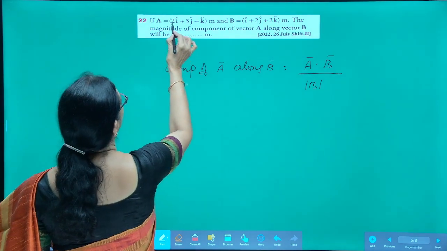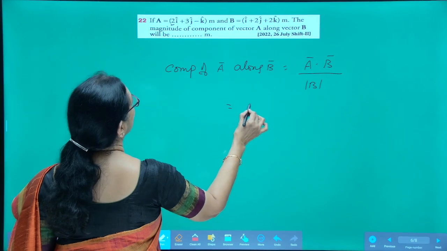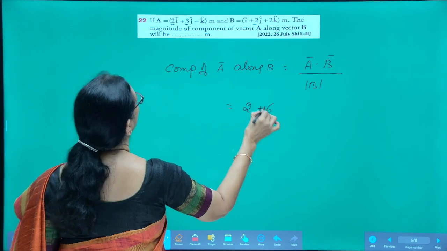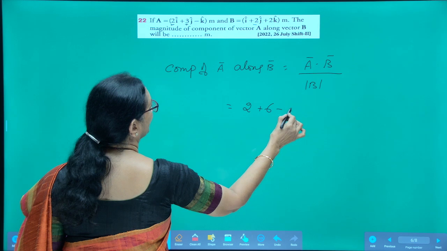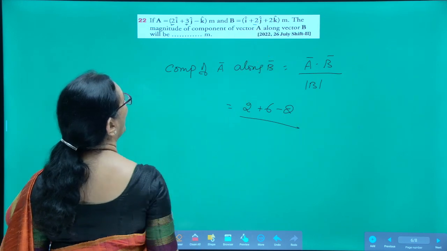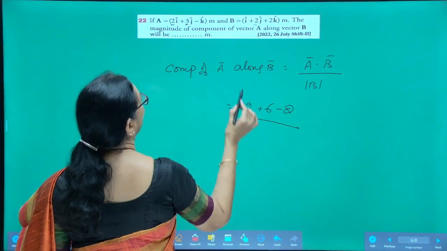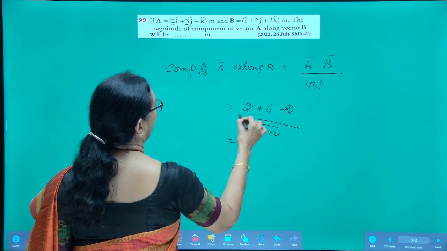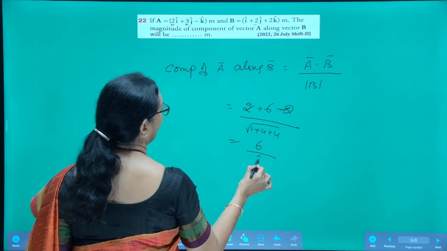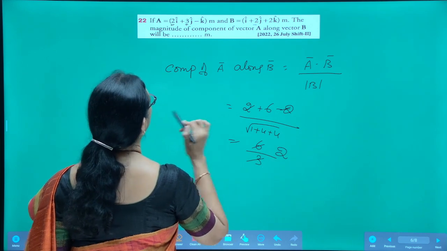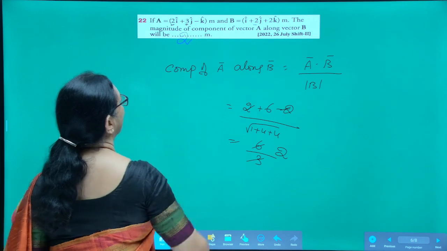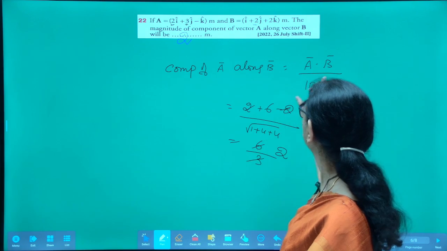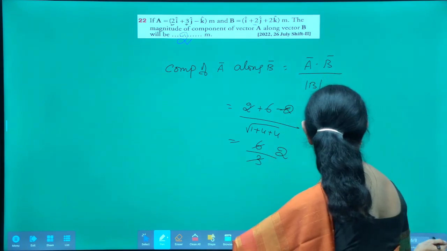So, here A dot B is equal to 2 into 1, 3 into 2, minus 1 into 2, divided by modulus of this, which is 1 plus 4 plus 4. It is 6 by 9, 6 by 3, or it is equal to 2. So, the magnitude of component of A bar along B bar is simply equal to 2.